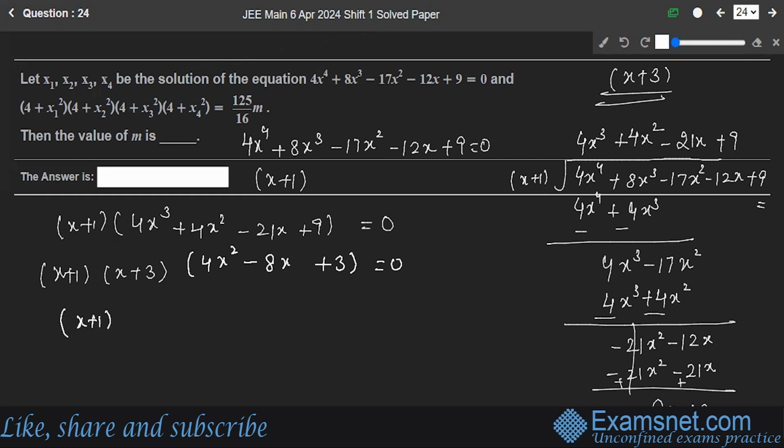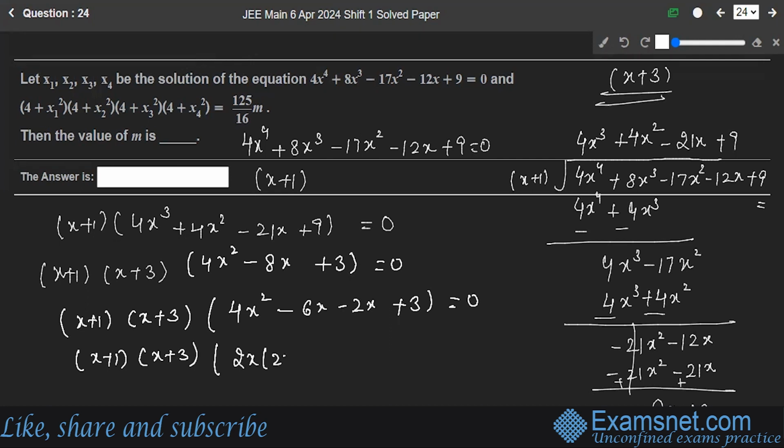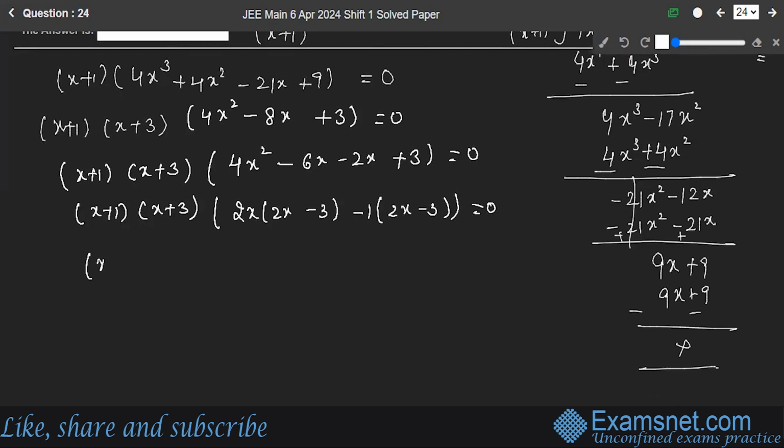Now, this is a very simple one, we do not need to divide it further. Let's split the middle term. So you will have the two factors as 4x square minus 6x minus 2x plus 3 is equal to 0, or x plus 1, x plus 3. This will give me 2x minus 1 and 2x minus 3 is equal to 0. Okay, so x minus 1, no, sorry, this was x plus 1. And x plus 3, this is 2x minus 1 and 2x minus 3 is equal to 0.